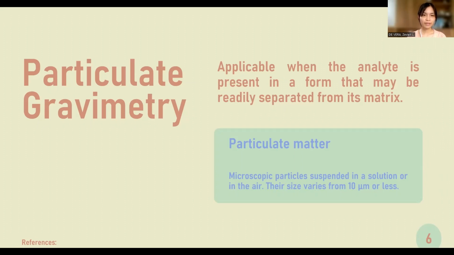A particulate, by definition, is a tiny portion of matter suspended in solution or in the air. Particulate gravimetric methods heavily rely on the weighing equipment it uses, hence, its selectivity depends on the sensitivity of the balance. Generally, particulate gravimetry requires less time, labor, and capital since it only employs separation techniques before quantification.